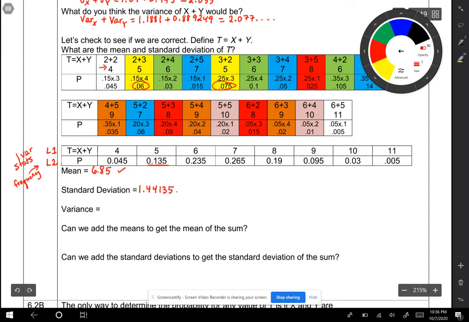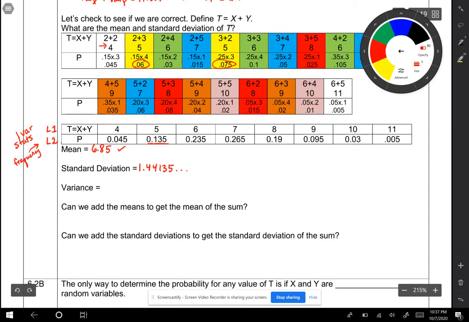The standard deviation, when I did the one-variable stats, was 1.44135 something, which is not the standard deviation that we thought, because that was 2.033. For the variance, you take the standard deviation, 1.44 something, square it, and you get 2.077, and so on. And that was what we thought it would be. So the only thing that we didn't get right was the standard deviation.